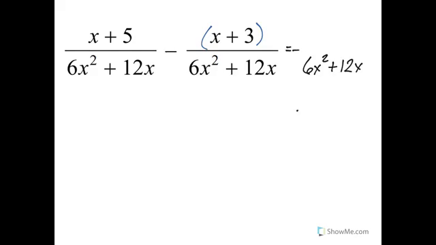Like I said, with the numerator, I'm perfectly fine with, and you notice I'm not putting the x plus 5 in parentheses because it doesn't have a negative sign. Had there been a negative in the very front here, that would be a consideration, but there wasn't. Now, the negative sign is going to change my x to a negative x, and it's going to change my 3 to a negative 3.